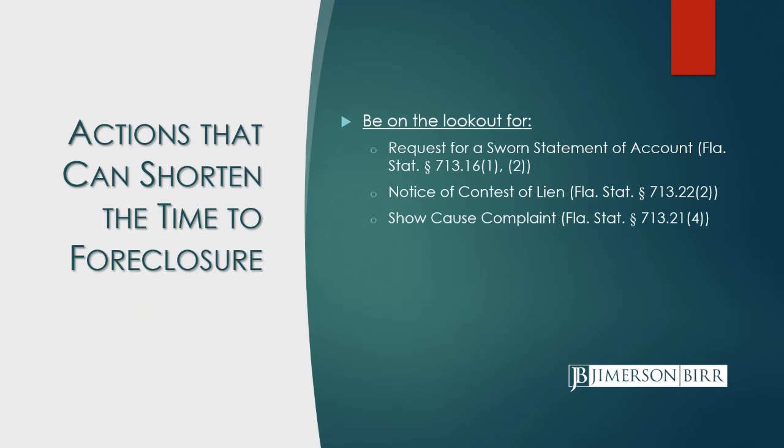Once the lien is recorded, let everybody know in your office to be on the lookout for anything speaking to dealing with that lien, because there's probably going to be some timing requirement associated with it that if you don't follow, you will lose your lien rights. So what are those few things? So there is a request for statement of account. That's under 713.16. There is a notice of contest of lien, 713.22, and what's called a show cause complaint under 713.21.